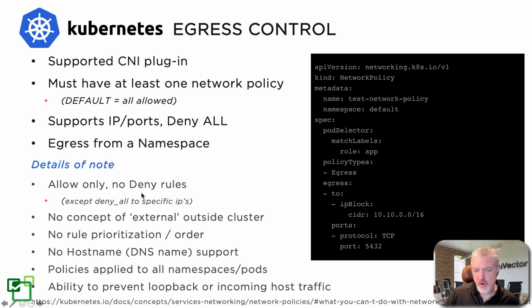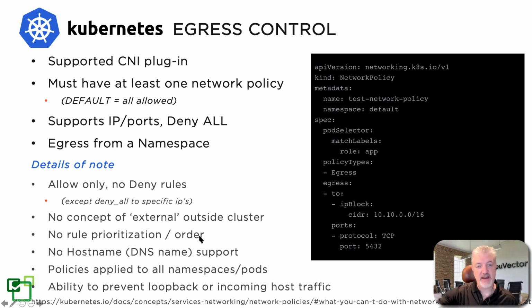So there was talk, I think, in version 1.20 of Kubernetes that they were going to start supporting deny rules. I think that got pushed out a little bit. So still, as of today, there are only allow rules, I should say. There are no deny rules specifically to this IP block or things like that. No concept of external, outside of the cluster. You have to specifically allow connections to go outside of the namespace, but then you have to do it separately for specific services. There's no rule prioritization or order.